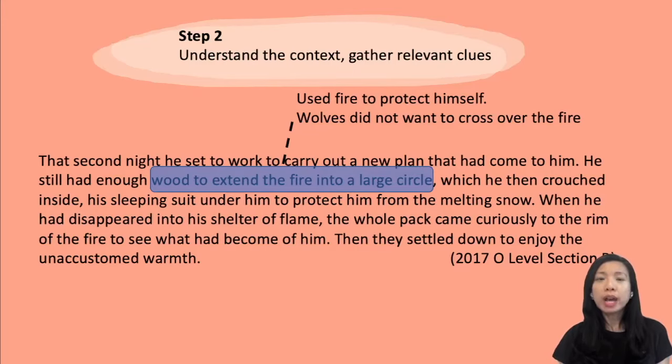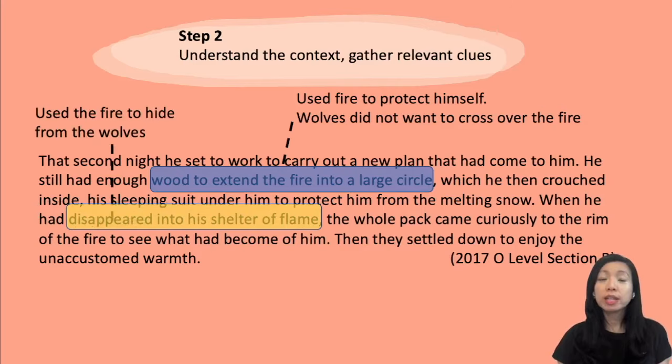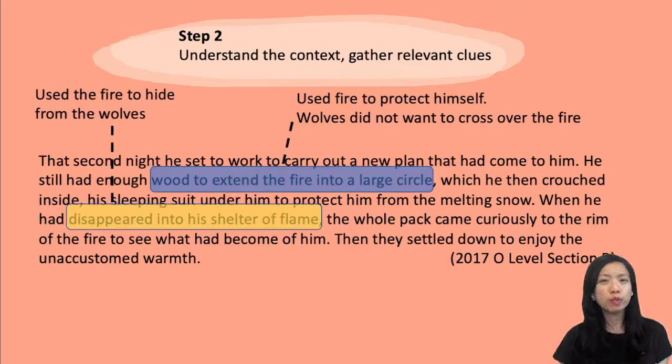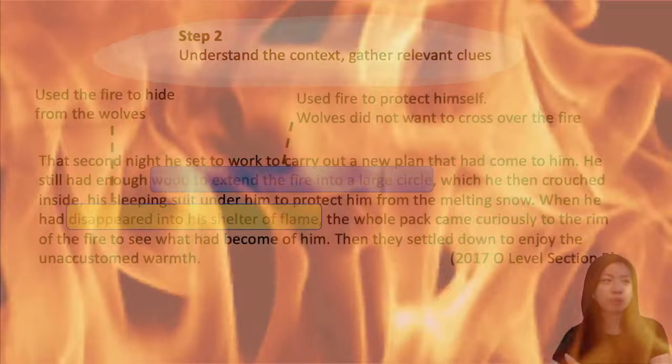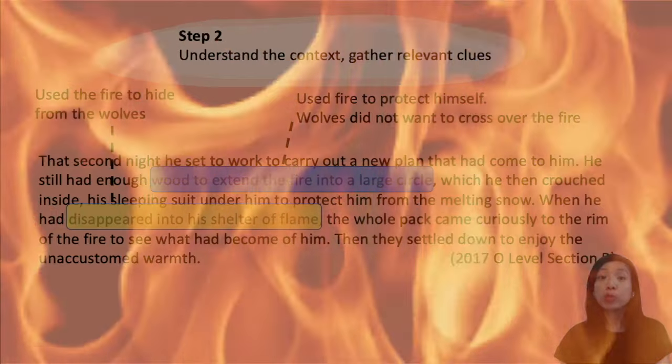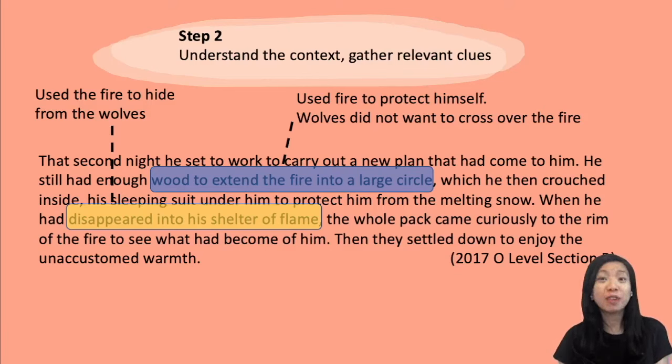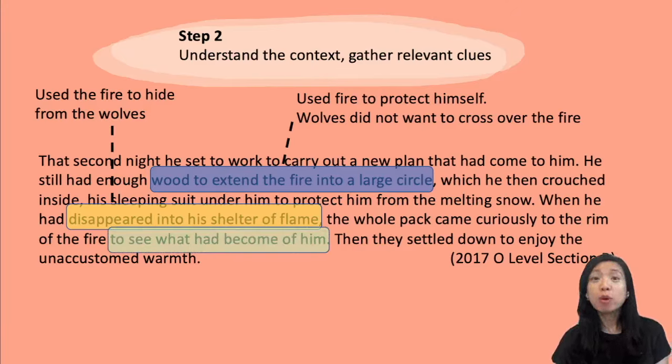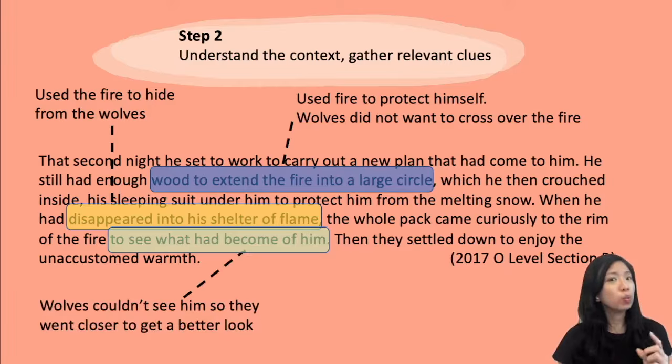Now, the next clue that I would highlight is disappeared into his shelter of flame. So this actually tells us that he used the fire to hide from the wolves. So in a way, the flames actually protect him and block the view of the wolves. So the wolves cannot actually see him very clearly. And finally, I would highlight to see what had become of him. So again, this tells us that the wolves couldn't actually see him, and so they went closer in order to get a better look at him. He was kind of successful in using the fire to protect himself and to hide from the wolves as well. Okay, so let's go on to step 3.